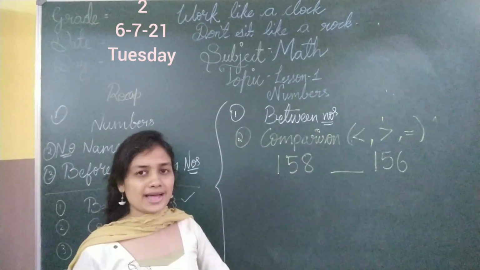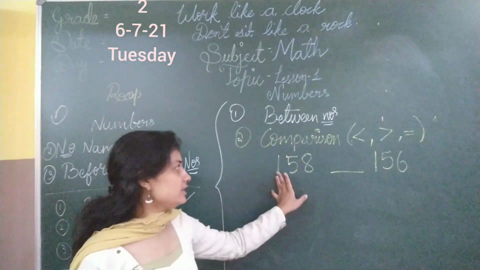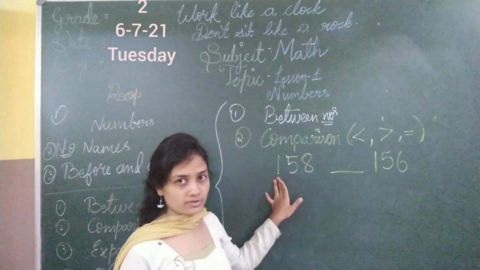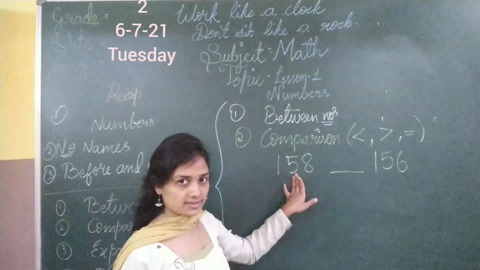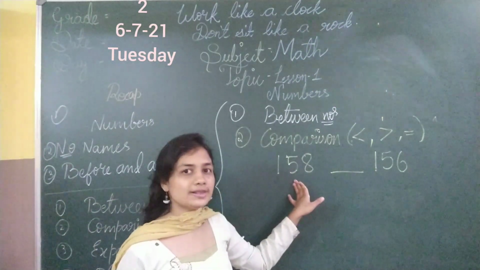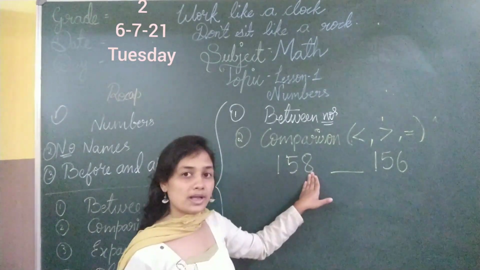You can see the first number. Whenever you are going to compare, check the numbers from the first, the 100 space. Both the numbers are the same in the 100 space, so I can't tell which is smaller or greater. Go for the next one, the 10 space. Now check the 10 space. That is also the same. I can't tell which is greater or smaller. So go for the next space.